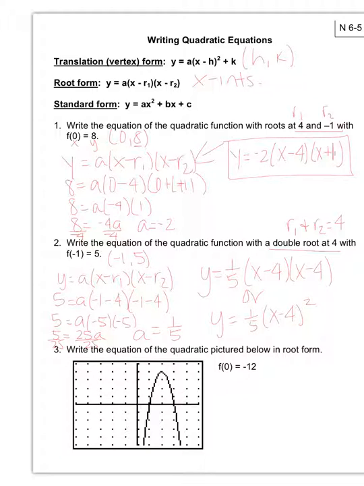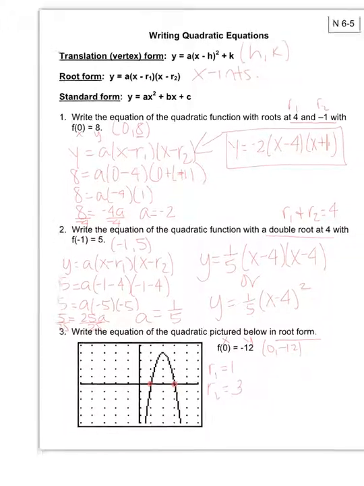Okay, so looking at example 3, notice this time we're given a graph, so we're going to have to find some information from our graph. It says write the equation of the quadratic pictured below in root form. So we want to find the roots. So where it crosses the x-axis, so I'm going to call r1, the first one, which is 1. r2 would be 3. Again, we're given x and y, so that's (0, -12). Move this up some.